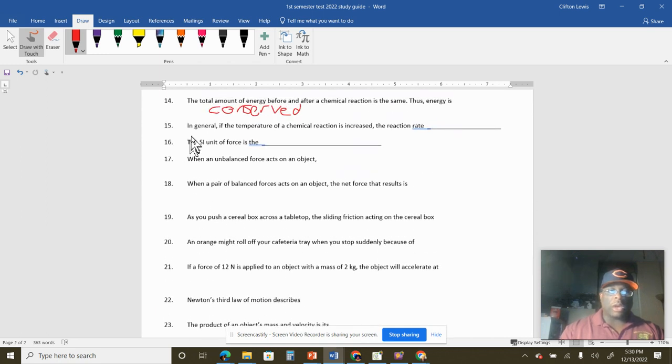In general, if the temperature of a chemical reaction is increased, what happens to the rate? If you're cooking, you turn up the heat on the eggs. Yeah, it increases. Let me erase that, typos.